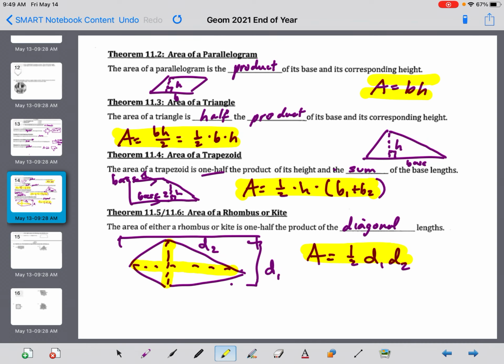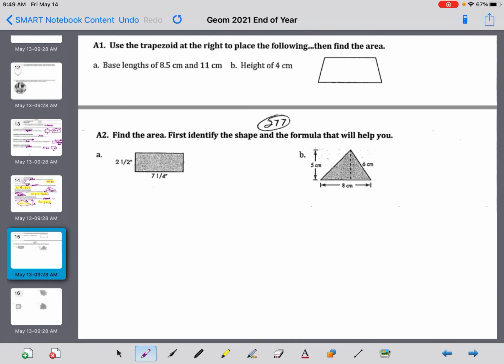All right, let's do some of these example problems. So in A1A, it says the base lengths are 8.5 and 11. So this is 8.5 up here, 11 down here. This height here is 4. So the area is going to be 1/2 times 4 times the sum of 8.5 plus 11. 8.5 plus 11 is 19.5.